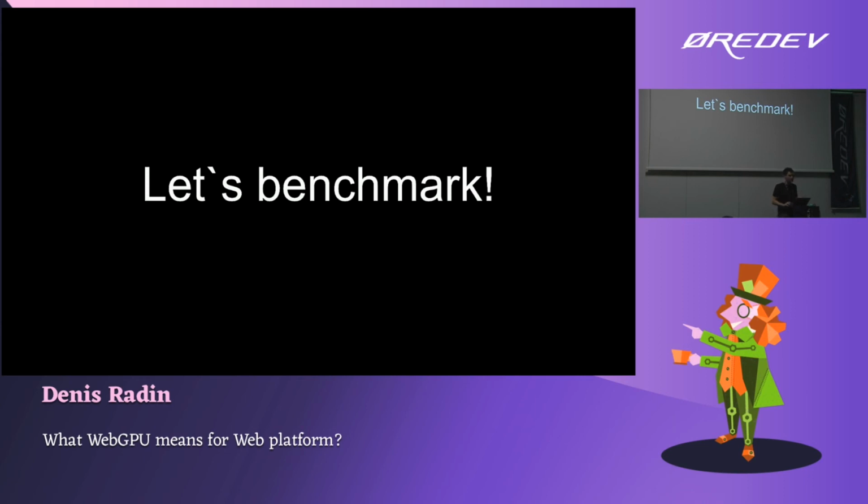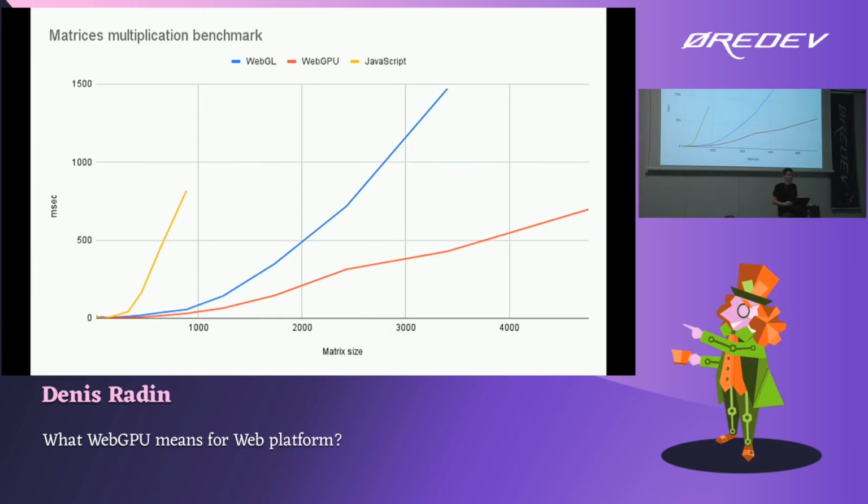I made a benchmark which is based on matrix computations, which is a popular benchmark for parallel computations, and not only. So the JavaScript died very quickly. So this is the size of a matrix, and the y-axis is for time spent. So the JavaScript died at like 700-something matrix.